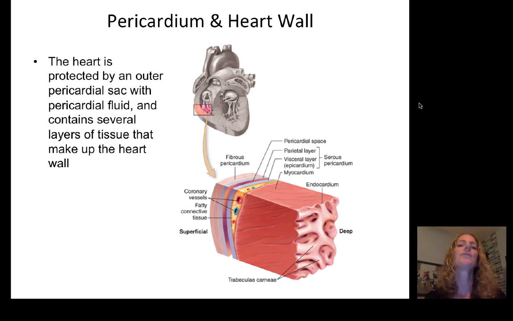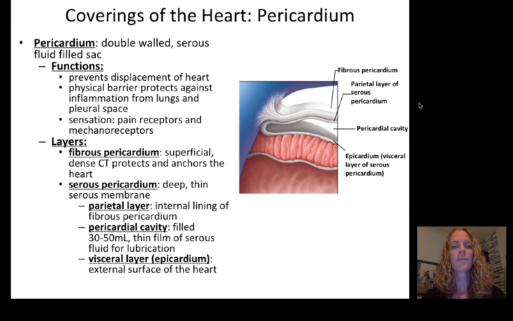Now let's look at the surrounding structures of the heart, the pericardium and the heart wall. So within the mediastinum, the heart is protected by an outer pericardial sac with pericardial fluid. It contains several layers of tissue that make up the heart wall. The pericardium is a double-walled, serous, fluid-filled membrane, which is often referred to as the pericardial sac.